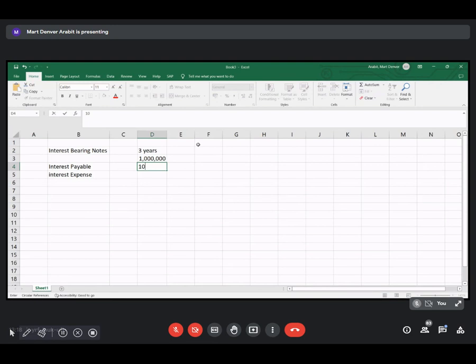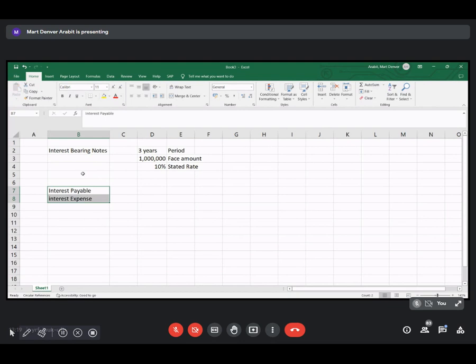So, the period, the face amount, and this is the stated rate. Okay, so for us to compute how much the interest payable is, we need to compute its present value. So, again, its present value is 1.